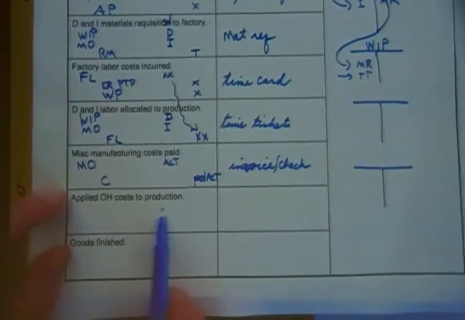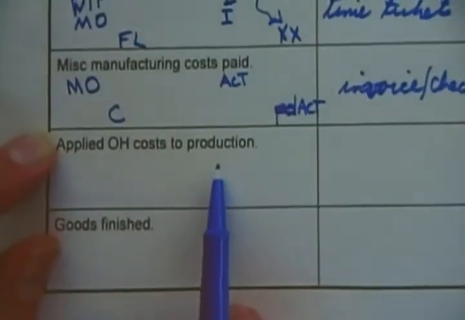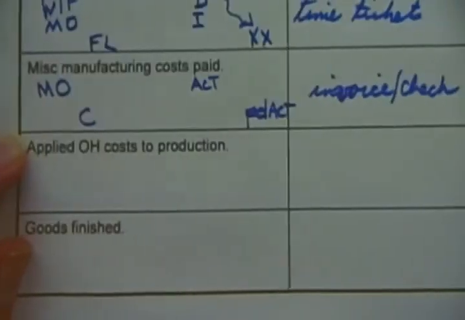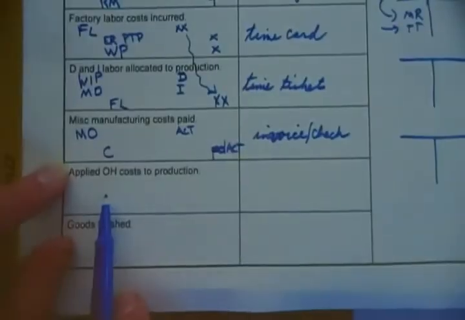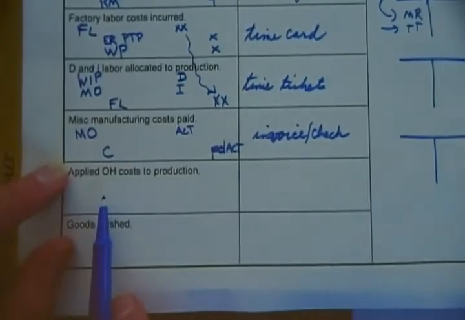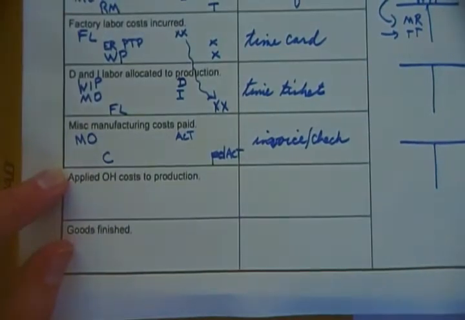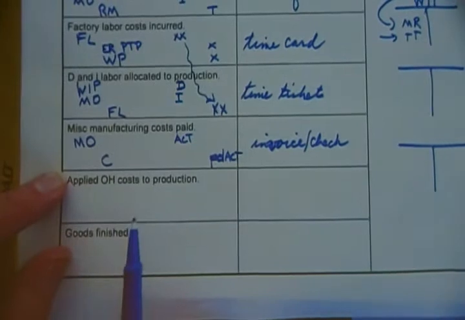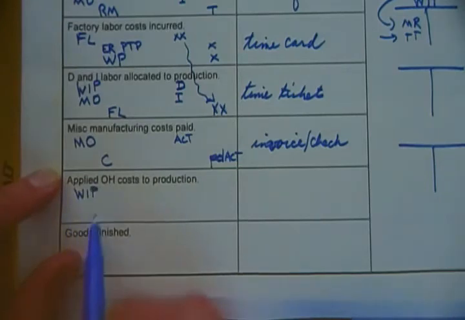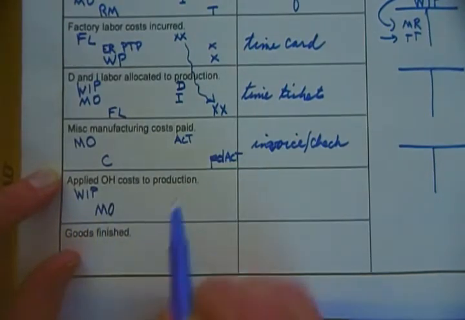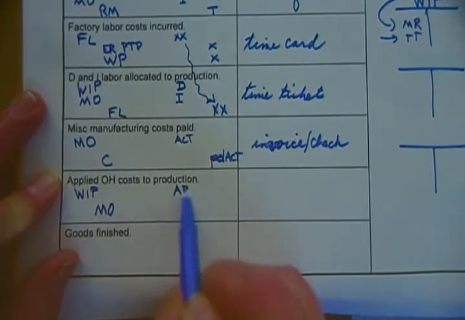Applied overhead costs to production. Well, I've got materials cost, I've got labor cost, I need some overhead to go with that so that I can produce a product. Here it comes, a theme throughout all three chapters. Debit. Oh yeah, you did the last one. New volunteer, Tucker. Debit work in process, credit manufacturing overhead. How much, Tucker? For applied. This is the applied amount.